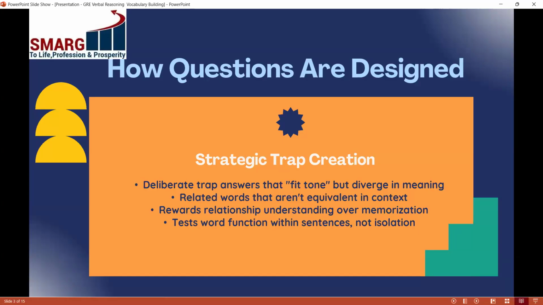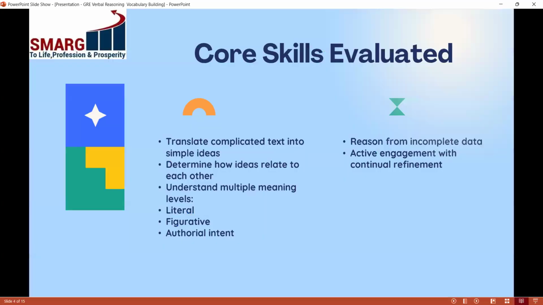For all those who have just started off with the prep, are the things clear till now? What are the question types? How are they designed? What are they looking for? Clear? Yes, great. Yes, ma'am. Okay.